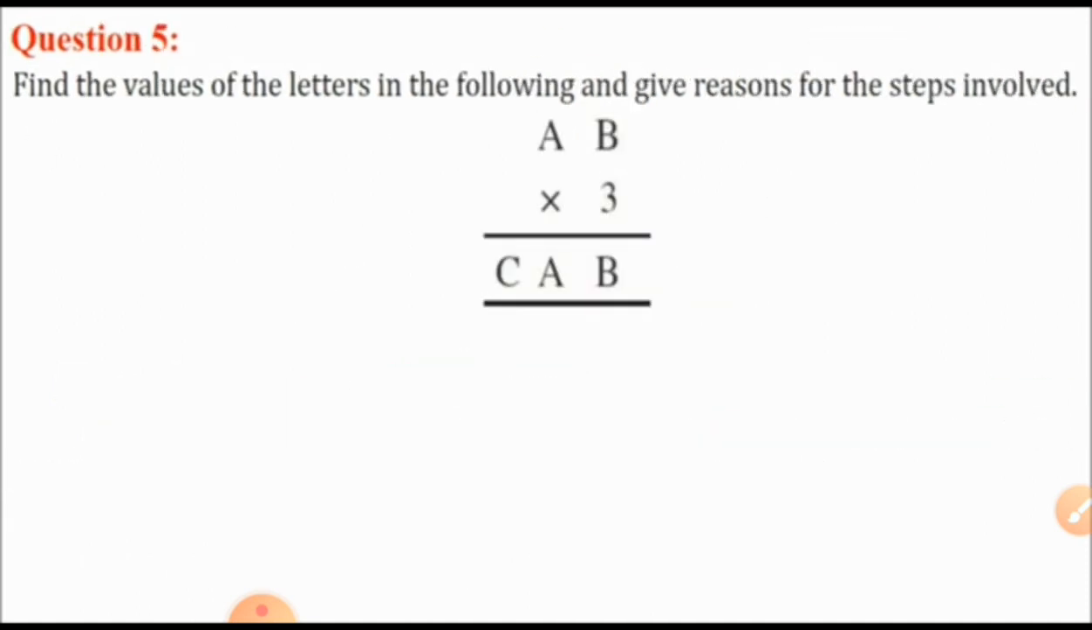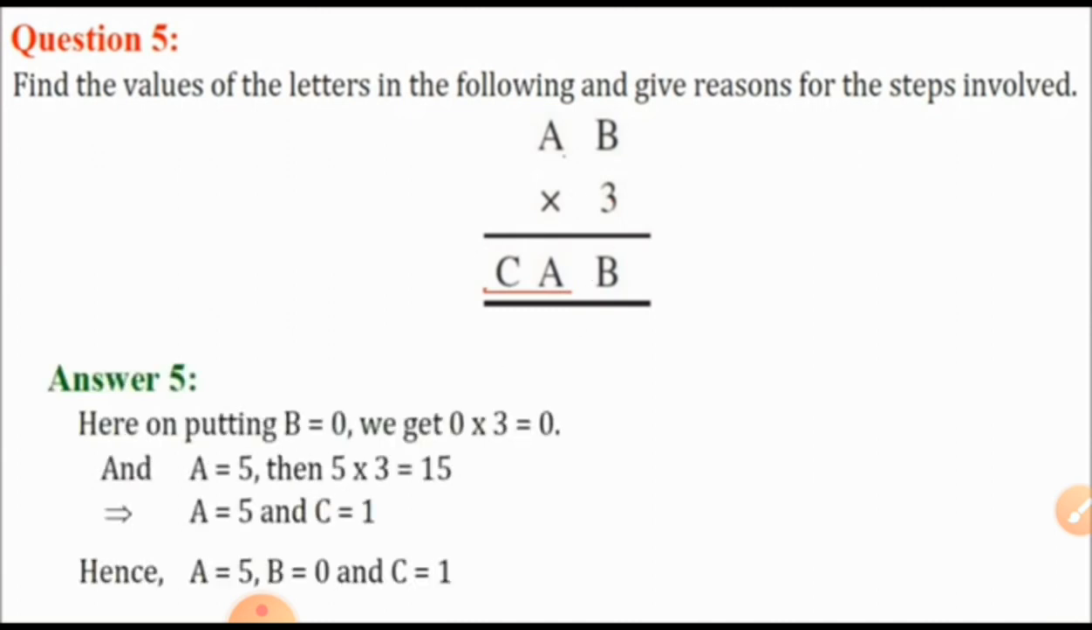Okay, now the next one. Find the value of the letters in the following and give reasons for the steps involved. AB multiplied by 3, answer is CAB. So putting the value of B as 0, I will get it. 0 into 3 is 0. A is equal to 5. So 5 3s are 15. 5 is the carryover.